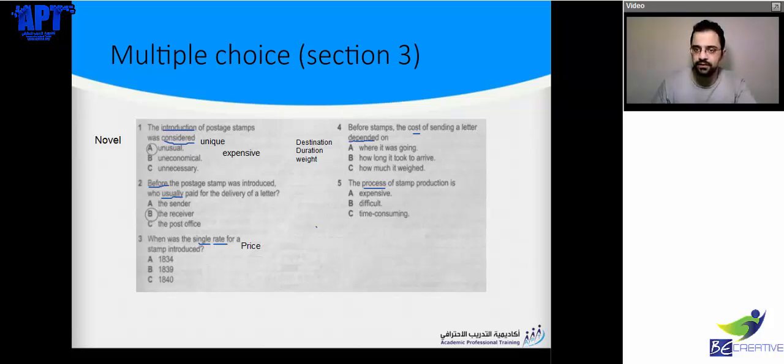When was the single rate for a stamp introduced? The answer is 1840, because they said that stamps had not been printed until 1840, and that's when the single rate for a single stamp, 1 penny, was introduced. Before stamps, the cost of sending a letter depended on the destination. And the process of stamp production, is it expensive? Is it difficult? She said not exactly, but it takes a lot of time because it has many stages.